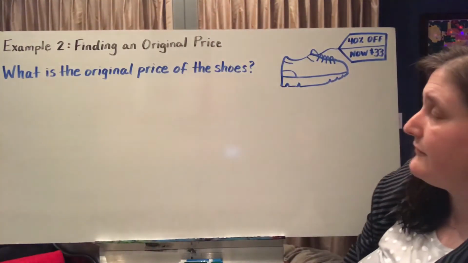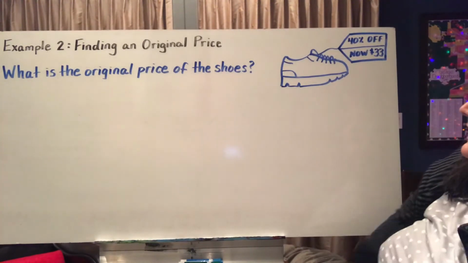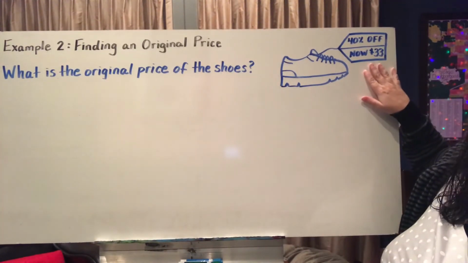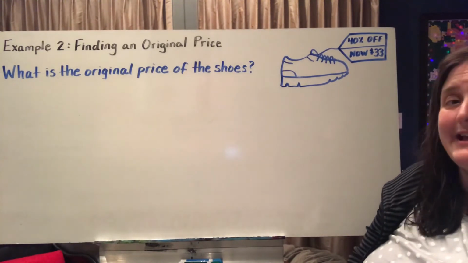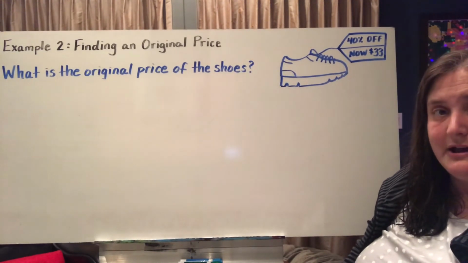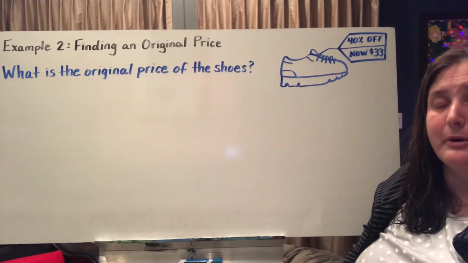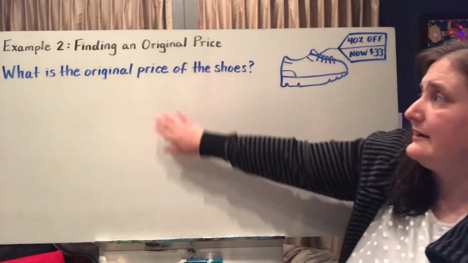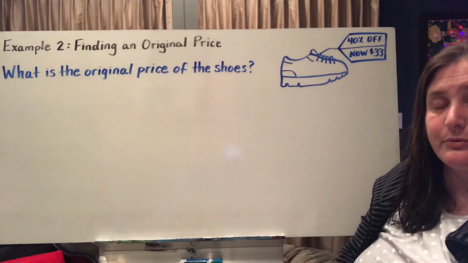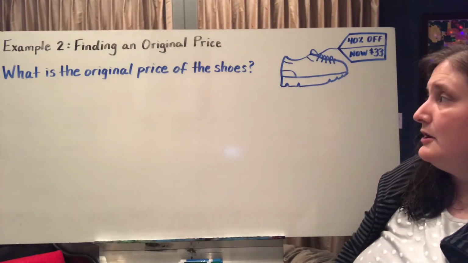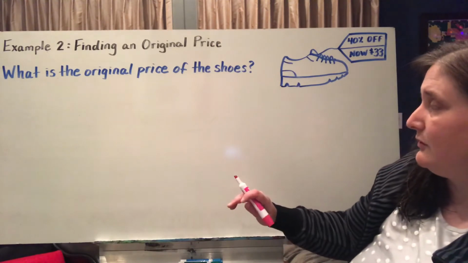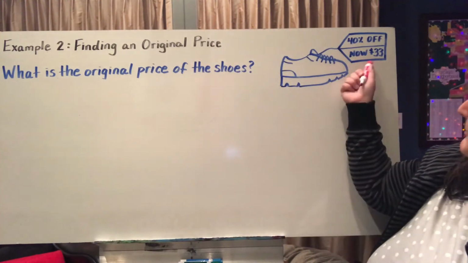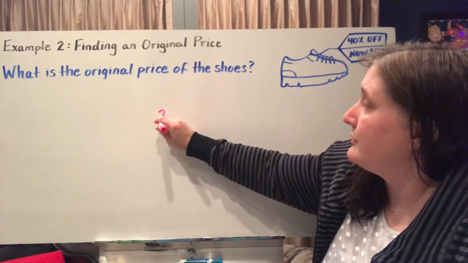All right, this time we've got some shoes on sale, and these shoes are marked 40% off, now $33. So they're basically telling us the sale price. They're telling us the part that we are paying, but we're trying to find out the original price, the original total. Okay, so you can use an equation or you can use a proportion. I'm going to use an equation again. This time I have the part that I'm going to pay, $33.